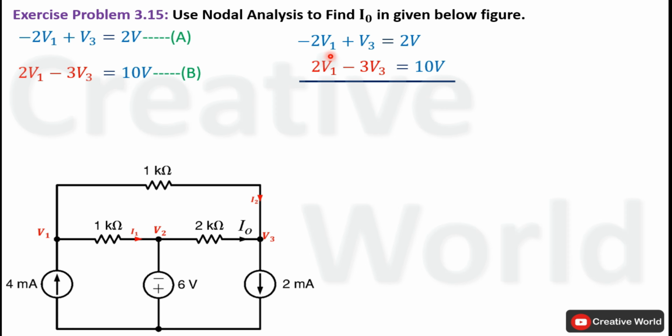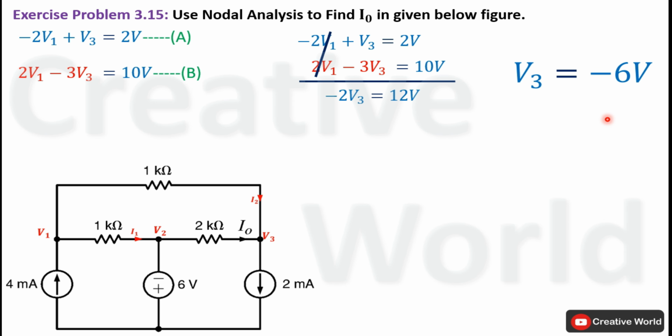The sum of minus 2V1 and 2V1 will cancel out with each other. The sum of minus 3V3 and V3 will become minus 2V3. On the other hand side of equal, the sum of 10 volt and 2 volt will become 12 volt. Divide on both sides with minus 2 to calculate the value of voltage V3, that will become minus 6 volt.